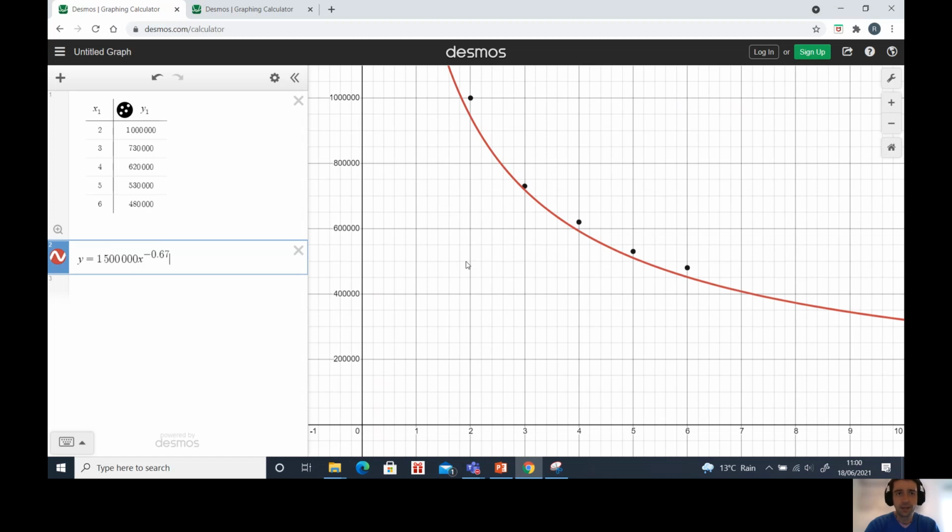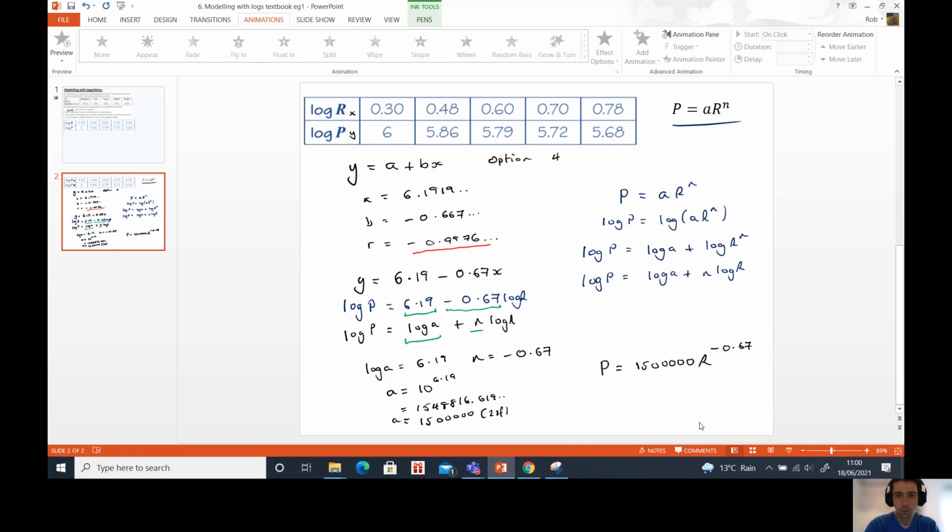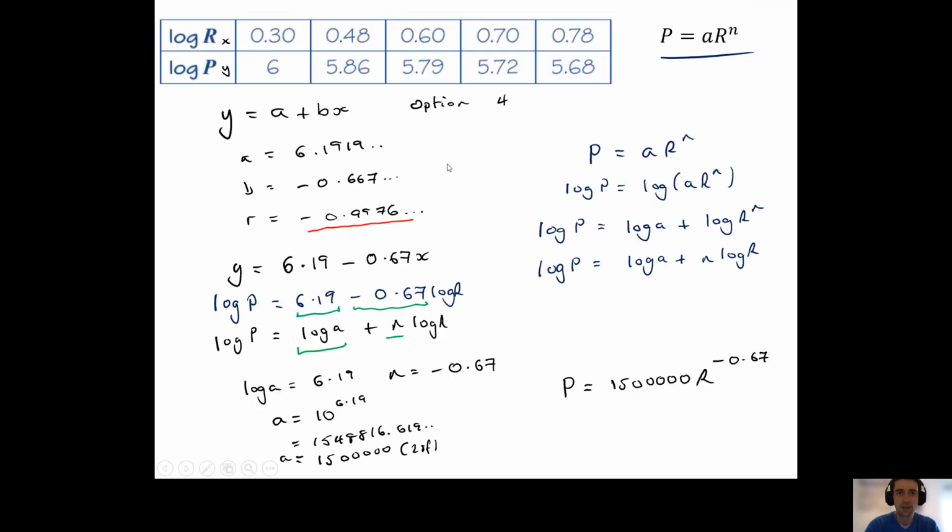So what we would be able to do now is, if we were given the value of r, the rank for another city, we would be able to substitute that in for x in this equation to find an estimate for the population. So there we go. We were given some information about the rank and the population. We logged both sets of data and used our regression function to find a linear relationship, which was this equation here. And we then used logarithms to get our non-linear relationship into an equivalent form and compared to find the values we needed to get our non-linear equation. There we go, job done.